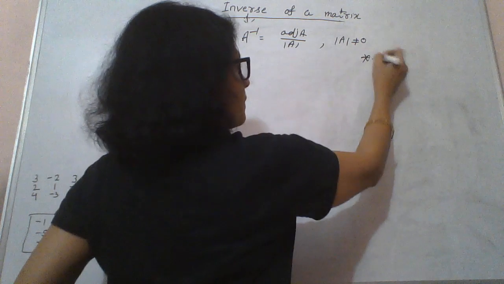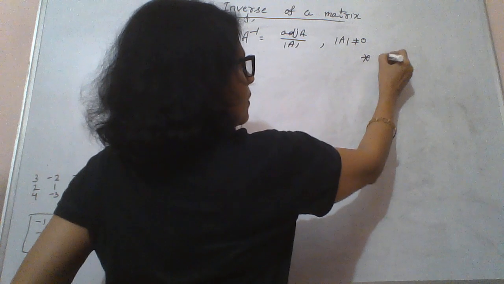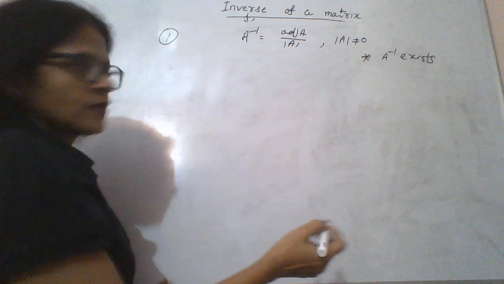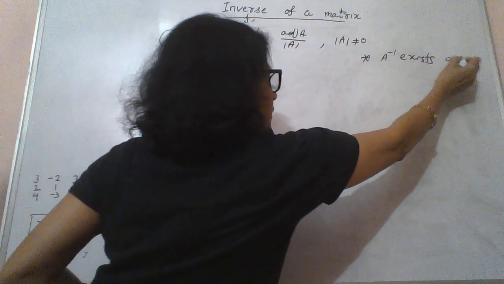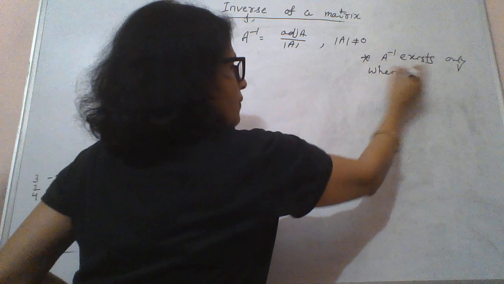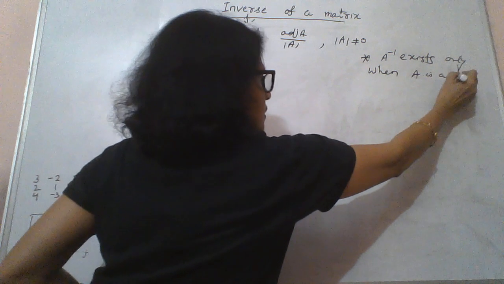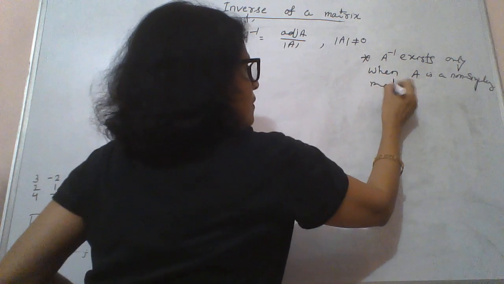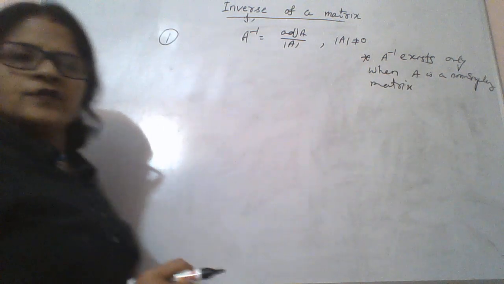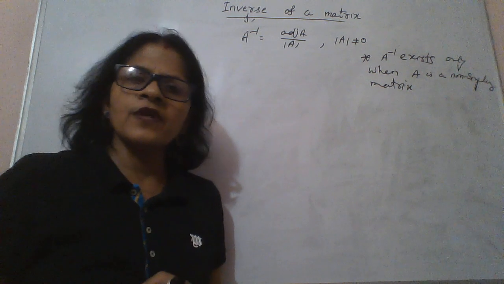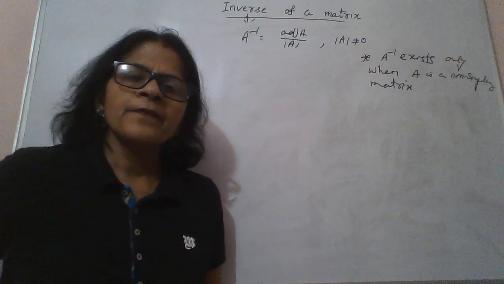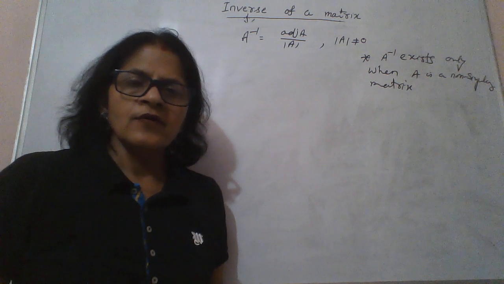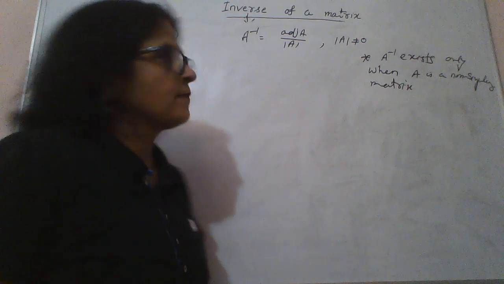First point: A inverse exists only when A is a non-singular matrix. It means we can say a square matrix A is invertible only when it is non-singular.